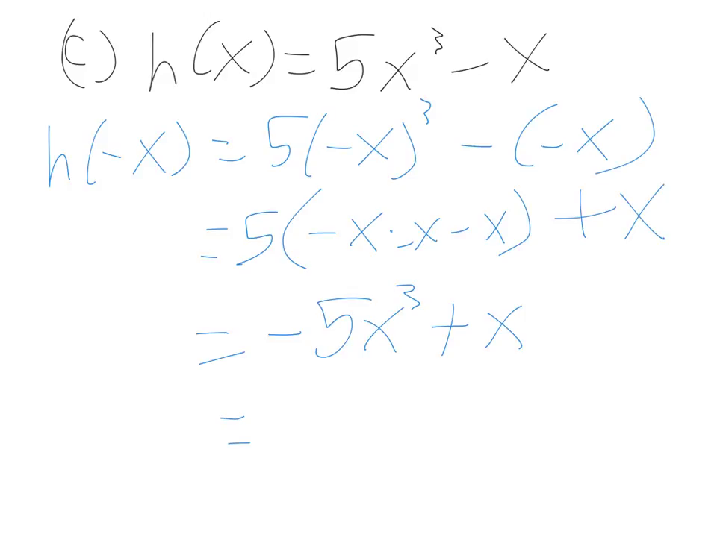Now you notice we have the same terms as in our original function, just the signs are different. So if we factor out a negative sign, this negative 5x to the third would turn into positive 5x to the third. This plus x would turn into minus x. If you notice that 5x to the third minus x is the same as h of x, but we have a minus sign in front, so that would be minus h of x.